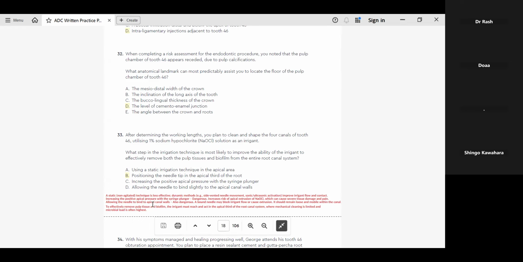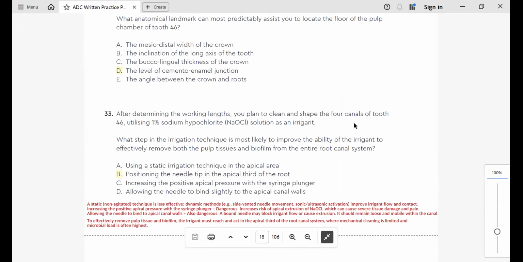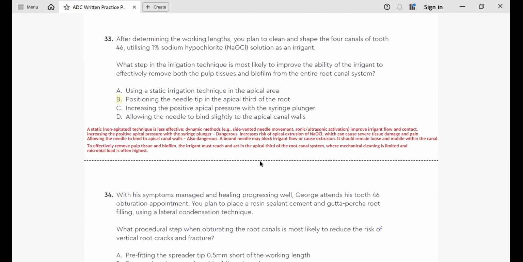To effectively remove the pulp tissue and biofilm, the irrigant must reach and act in the apical third of the root canal system, where mechanical cleaning is limited and microbial load is often the highest. All right. So that is the reason for the explanation, because when I was going through this answer key, I wanted to give some explanation to candidates to understand for future reference, right? Okay, let's move to the next one.